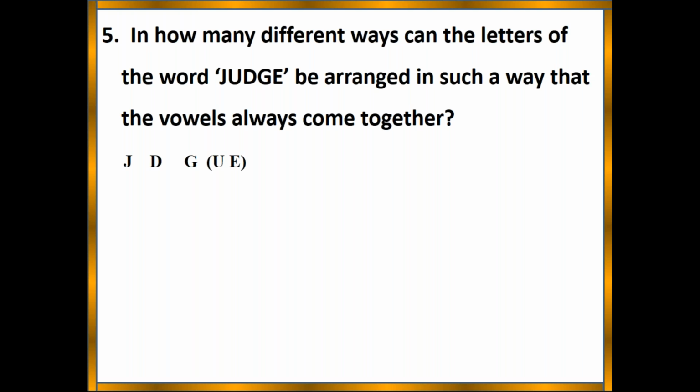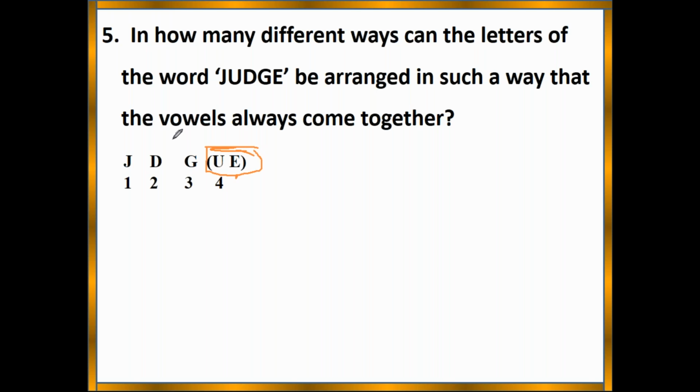Now J is the first letter, D is the second letter, G is the third letter, and UE is the fourth letter. Two vowels are considered as one letter. Whatever the number of vowels, they are considered as only one letter. Fourth letter. Get it, all of you?